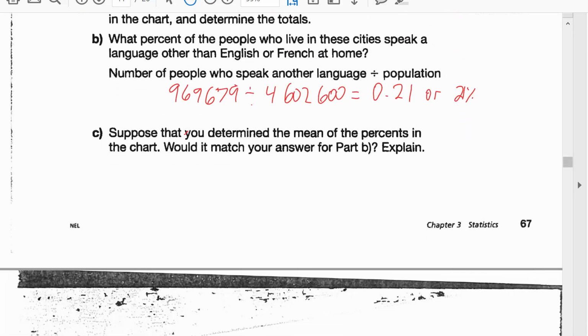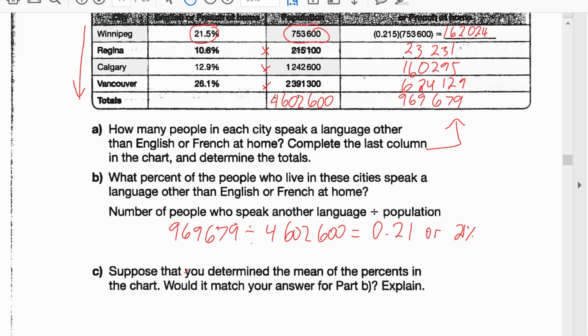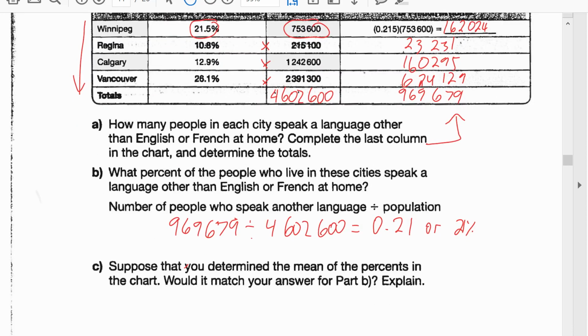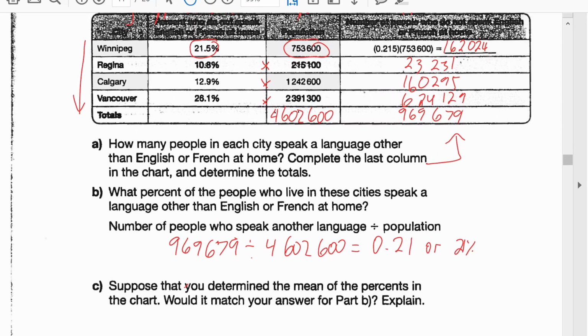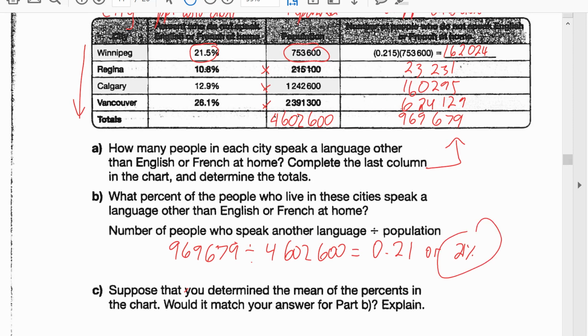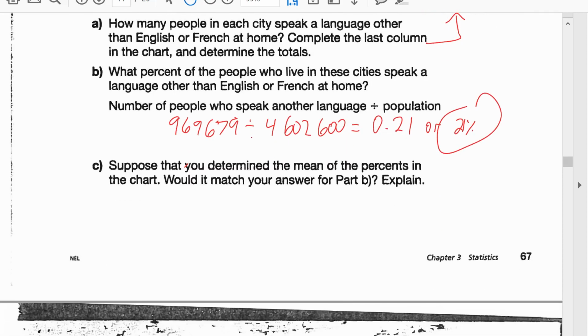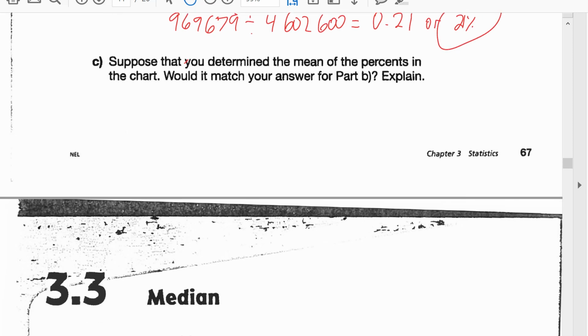Okay, suppose that you determine the mean of the percent in the chart. Would it match answers in part B? Explain. Tell me. Suppose you determined the mean of the percents in the chart, like we've been doing in this. Would it match 21% or would they all be different? Hint, they'd all be different. So no, it won't match. Tell me why. Okay, that's 3.2.